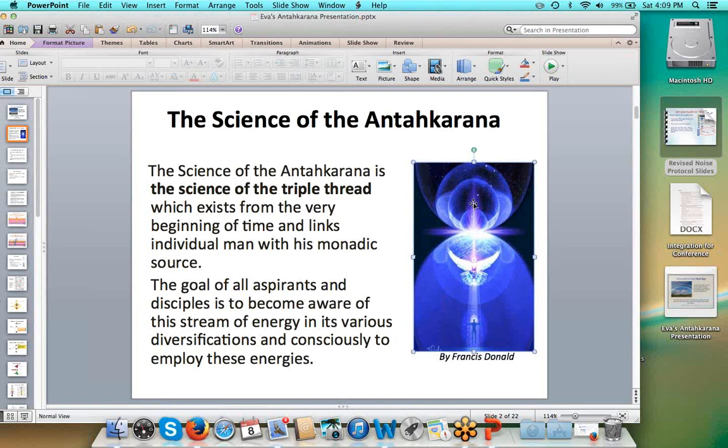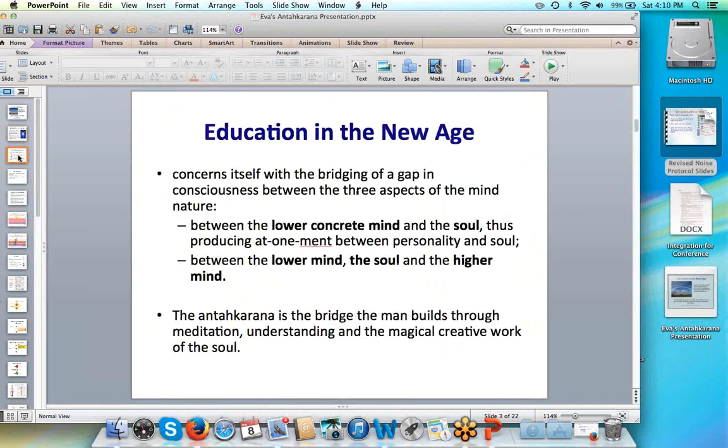Now, the goal of all aspirants, and we are all aspirants, whether we consider ourselves disciples or aspirants, so the goal of all aspirants and disciples is to become aware of this stream of energy in its various diversifications, and then to consciously employ these energies. And if anything, I would have to bold and underline this word consciously, because for the longest time we work with creating this Antahkarana unconsciously, and we'll go into that in a few minutes.